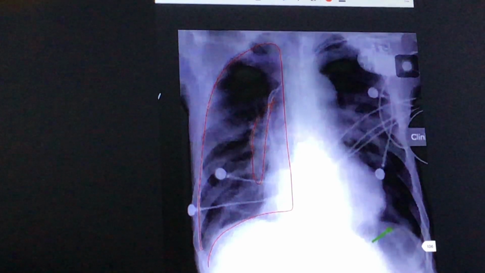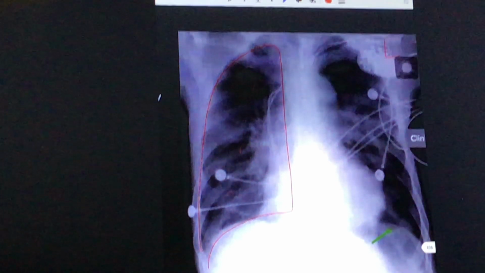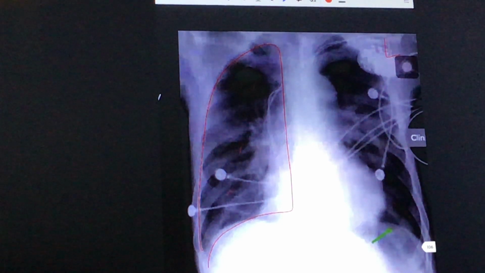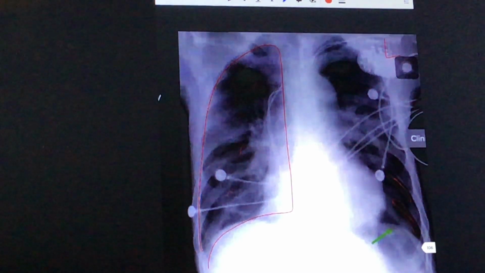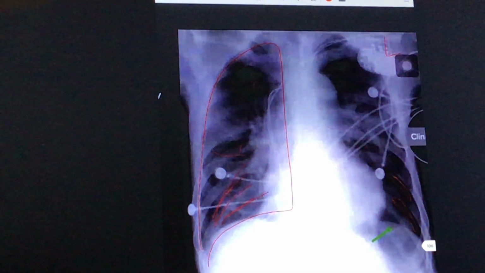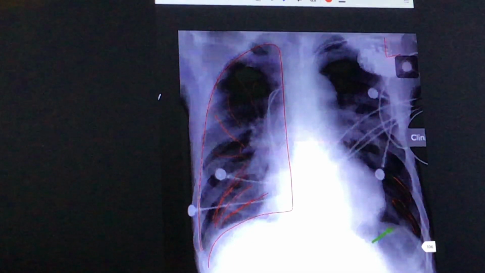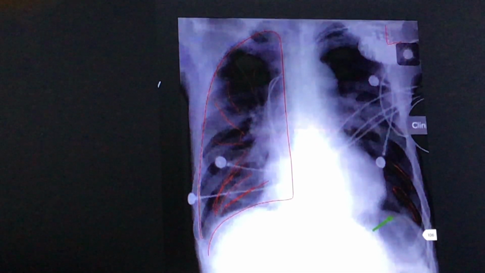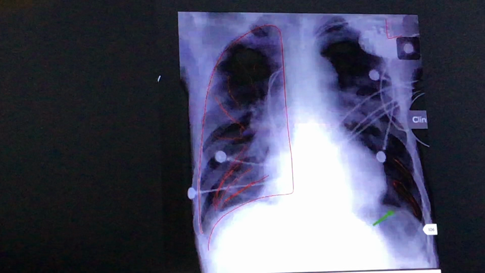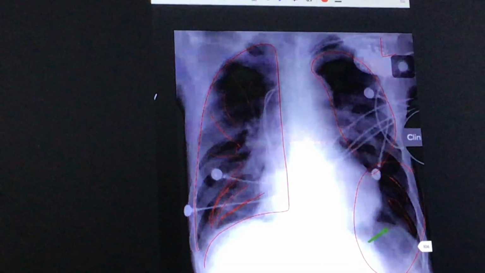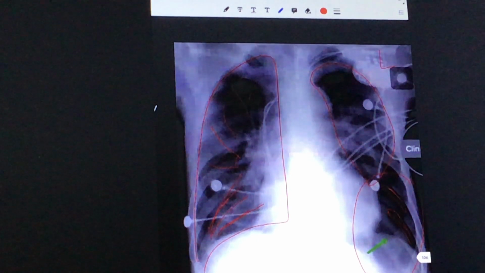So you cannot anymore appreciate the pulmonary blood vessels going on around in this area. At this area, no more pulmonary blood vessel. It's only up to here. So this person might have a pleural effusion. This is what we call deep sulcus sign.